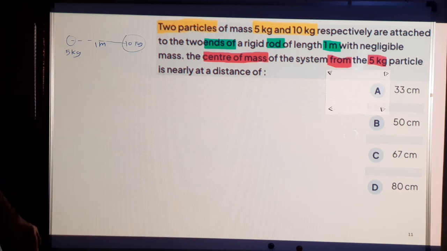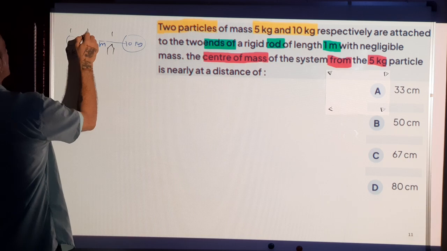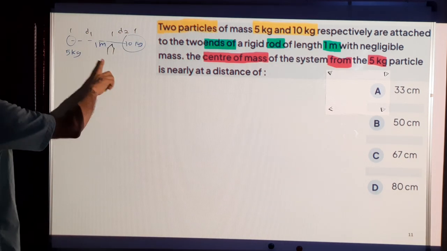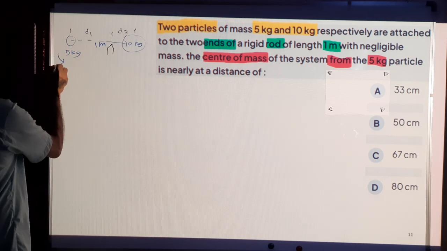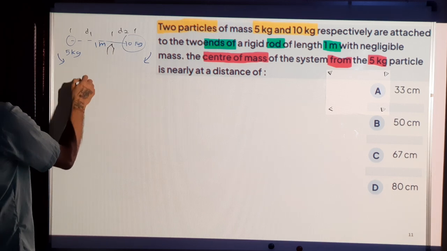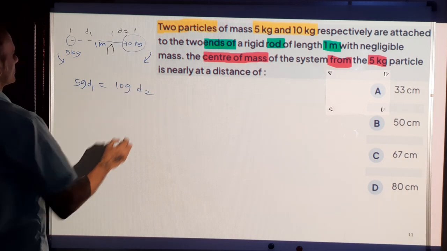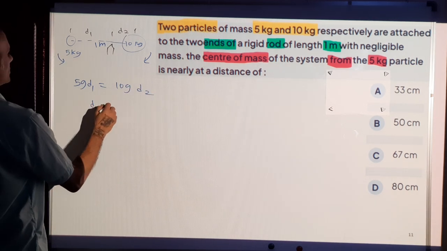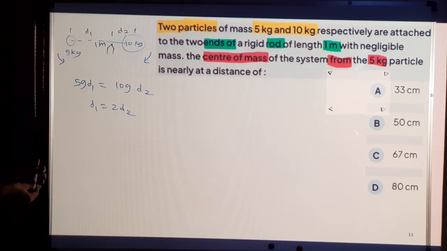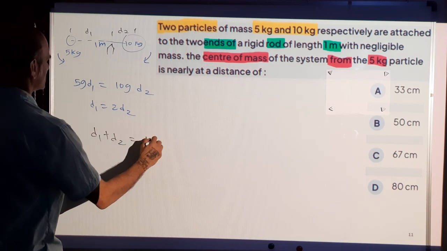The center of mass will be closer to the heavier mass, let it be here, and then this distance will be d1, d2 from the 10 kg. Since it is the balance point, the torque should be balanced. So this torque is 5g into d1, and this torque is 10g, the weight, into the distance d2. So that means d1 equal to 2 d2. And the length of the rod is d1 plus d2, which is 1 meter.